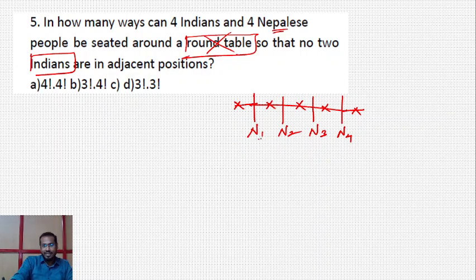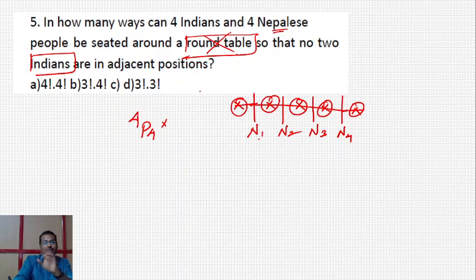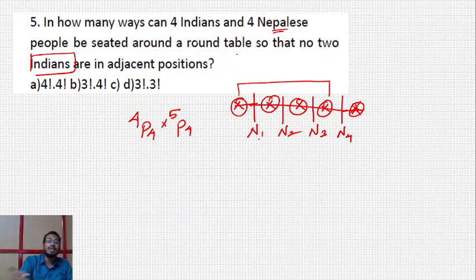Look at this. First 4 Nepalis are seated. So 4P4. Next, I am putting chairs for Indians in alternate places, because here no 2 Indians should sit together. So totally 5 chairs are there, but we have only 4 Indians. If these 4 chairs are taken, this one will be empty, no issues. You can take the chair afterwards. This is how the concept works. But here there is one more concept, that is they are seated at a round table.